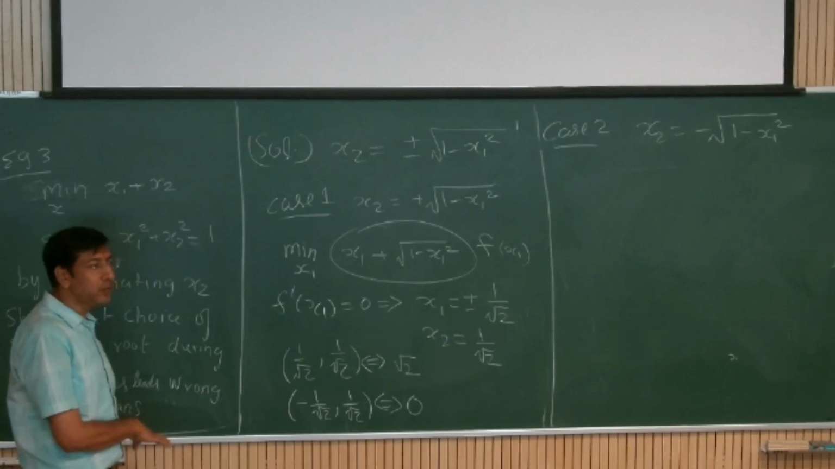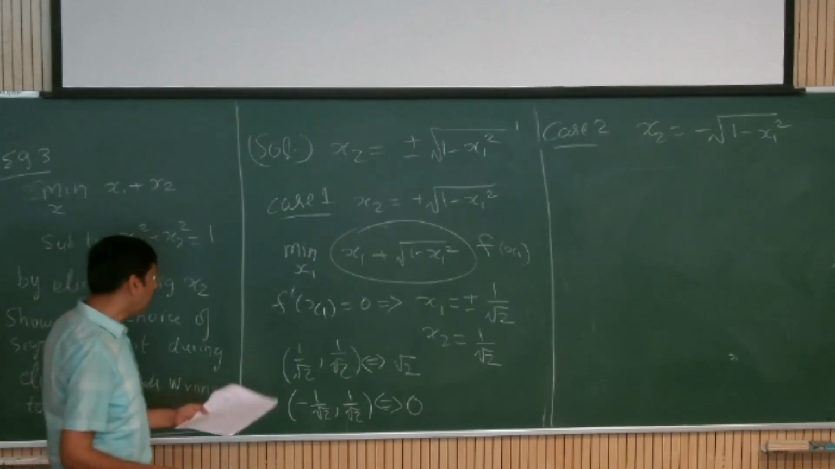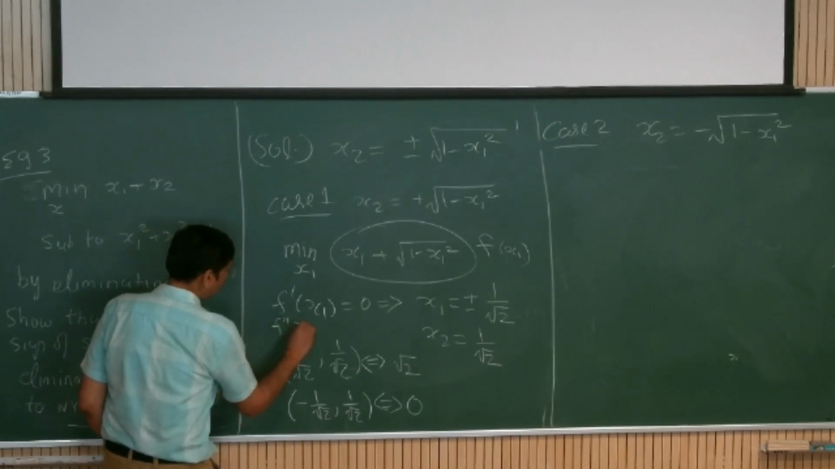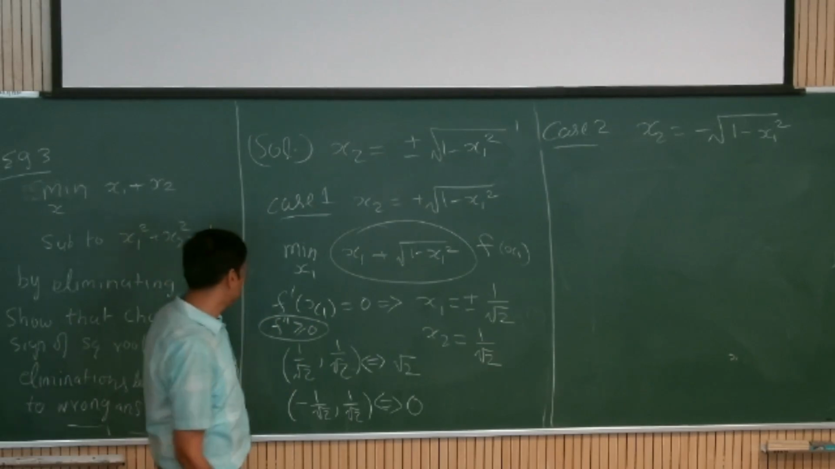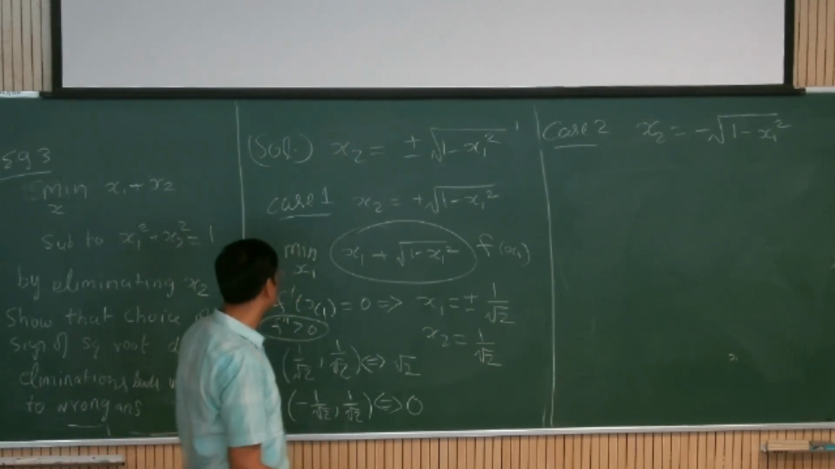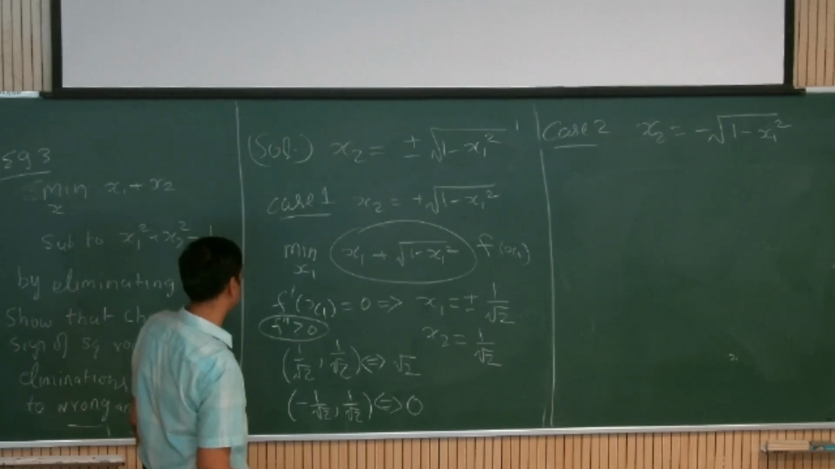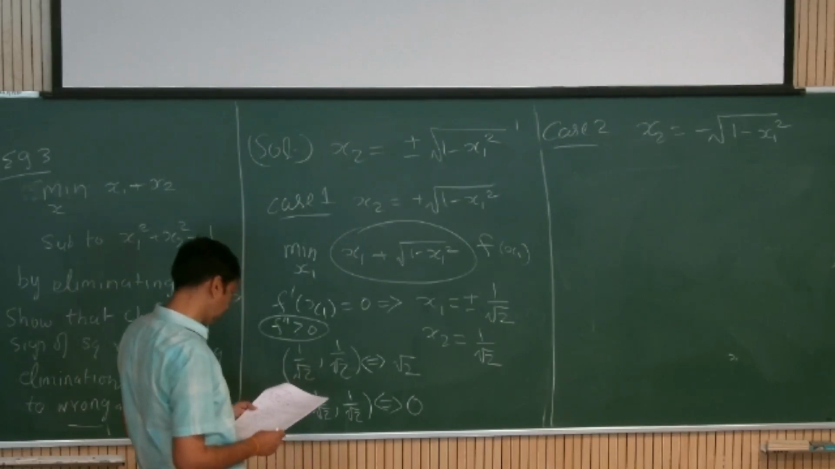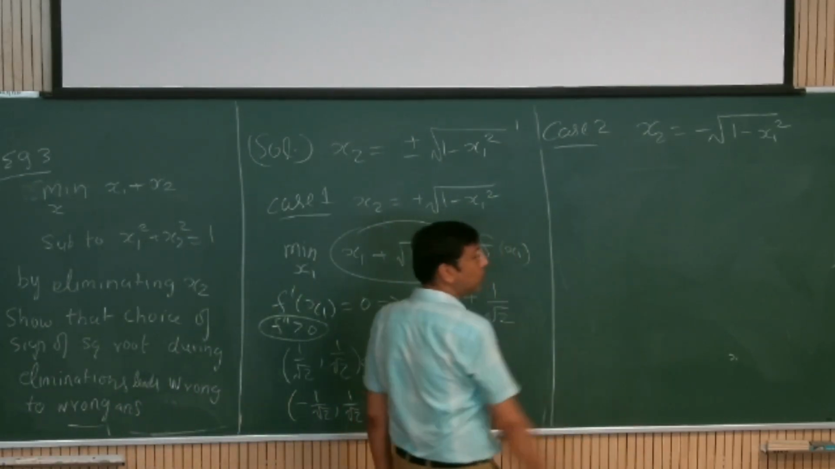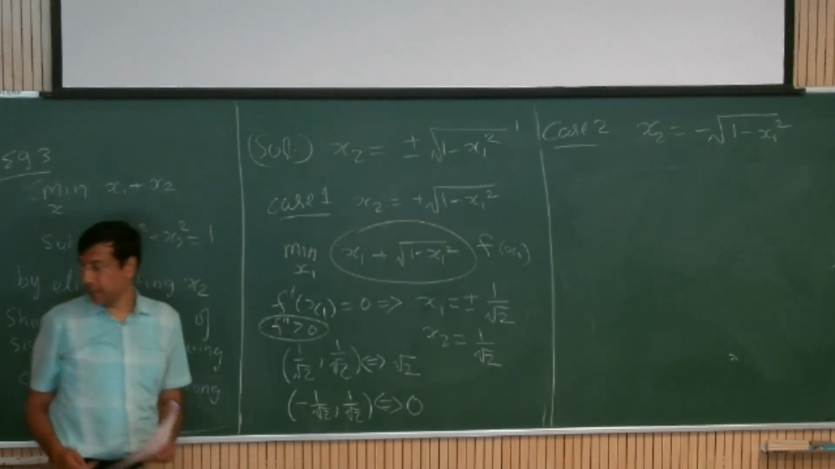Is everybody doing this? I have not done the f double derivative, but you should do that. You should check that it is strictly greater than 0. Okay, so if I do this case 2, what do I get? Can you do it and tell me?